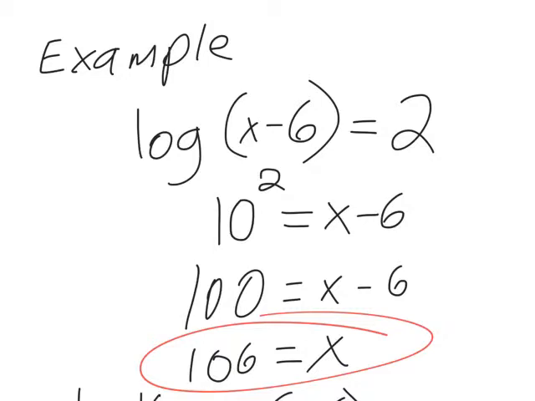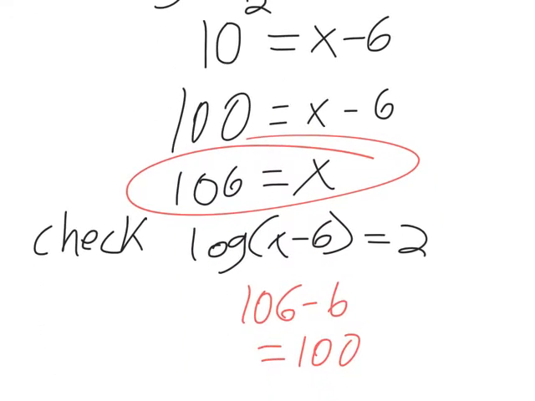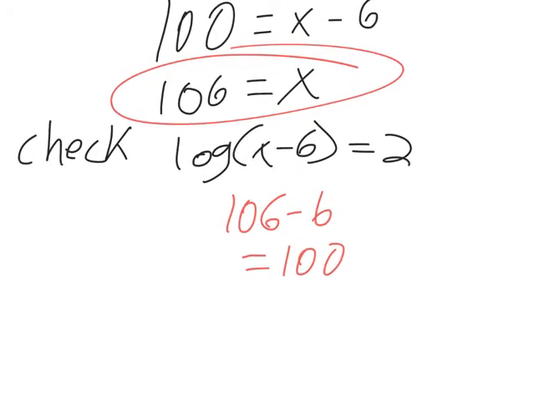Now you do have to check these. All logarithmic equations have to be checked because they will sometimes give you answers that don't work. So the way we're going to check it is we're going to take this 106 and plug it back into the original argument right here where this x is. What we're looking for is to see if the 106, or whatever your solution happens to be, will make your argument negative or 0. So plug it in and do 106 minus 6. That gives you 100. 100 is a positive number, so we're fine. We get to keep that 106.